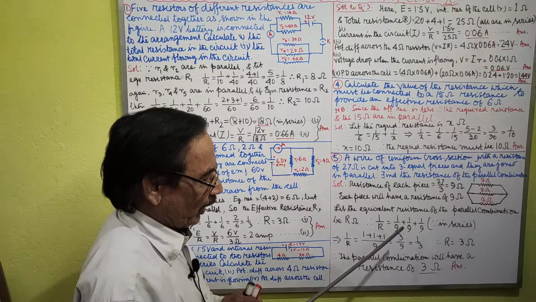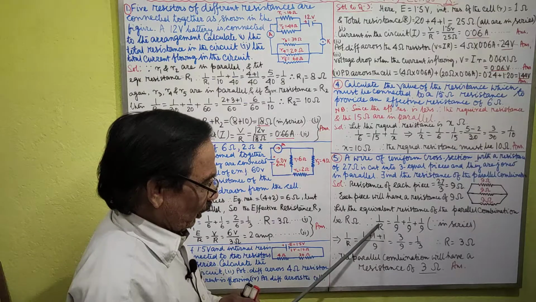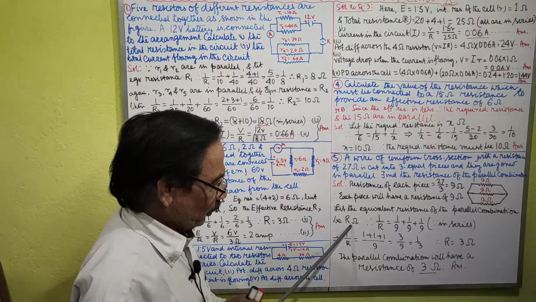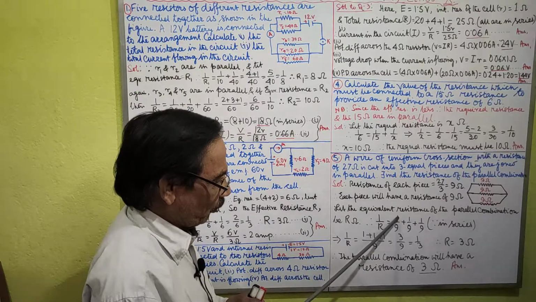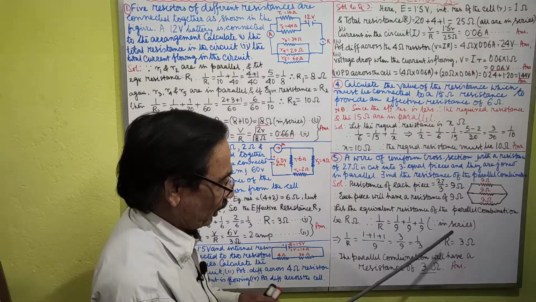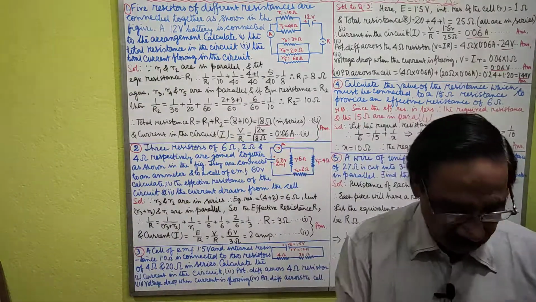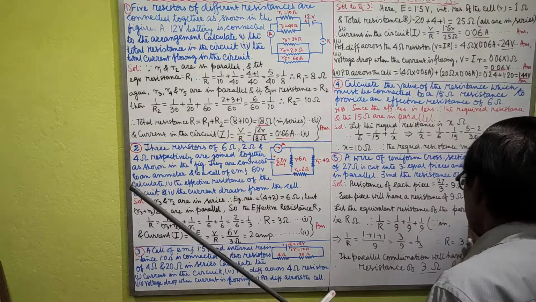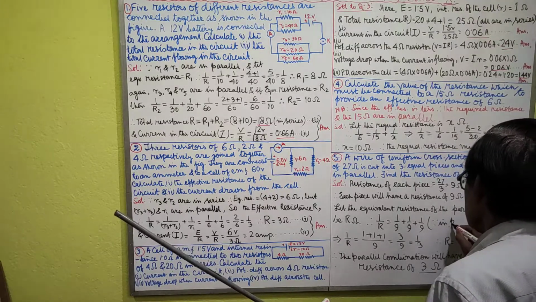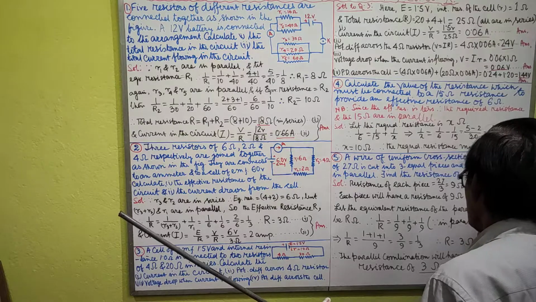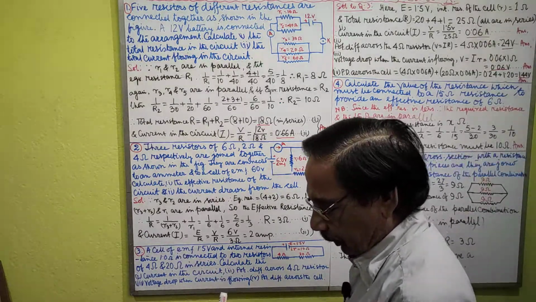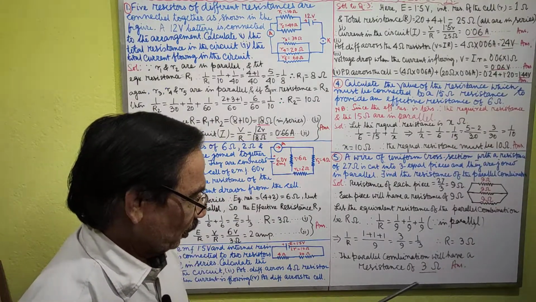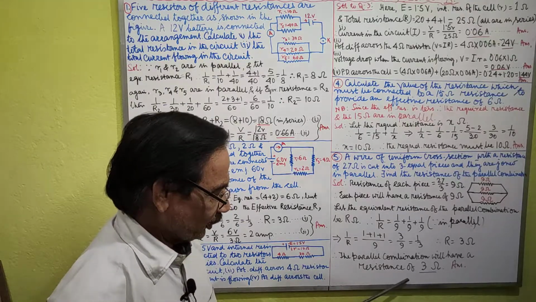Let R be the effective resistance. As they are in parallel, 1 by R equal to 1 by 9 plus 1 by 9 plus 1 by 9. Here it is written series, but it will be in parallel. So we have calculated that R equal to 3 ohms. The parallel combination will have a resistance of 3 ohms.